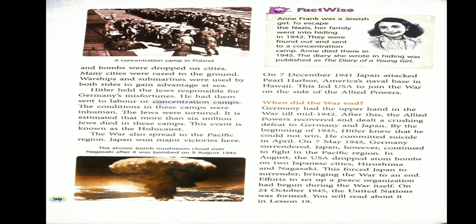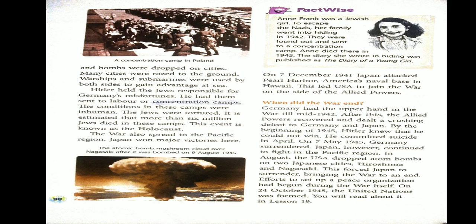The war also spread to the Pacific region. Japan won major victories here. On 7th December 1941, Japan attacked Pearl Harbor, America's naval base in Hawaii. This led USA to join the war on the side of the Allied powers. Germany had the upper hand in the war till mid 1942. But after this, the Allied powers recovered and dealt a crushing defeat to Germany and Japan.